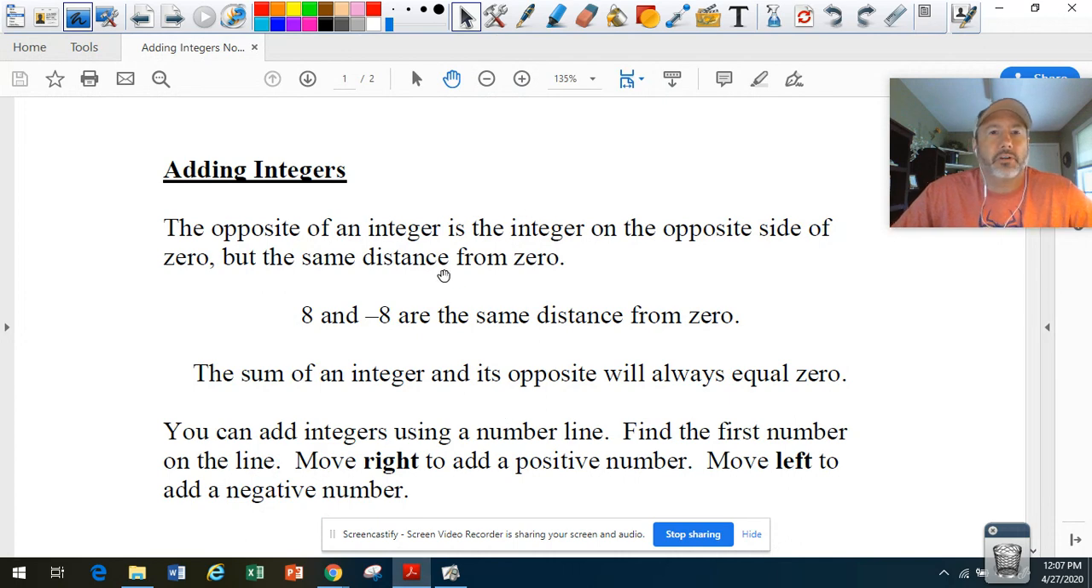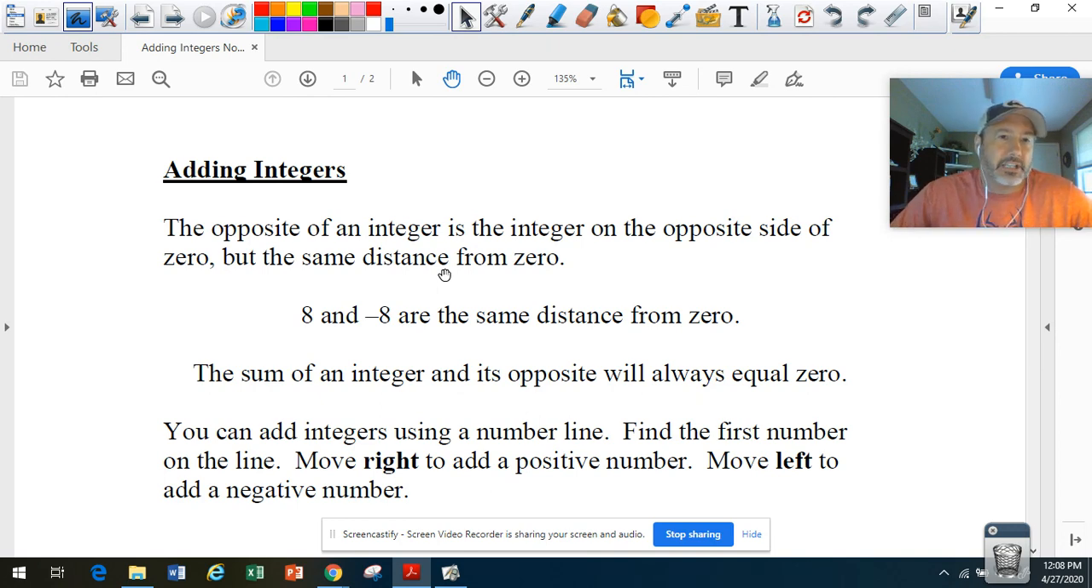So here we go. Let's take a look at this today. Adding integers. Basically, remember what an integer is. It's any whole number and its opposite. Remember, it cannot be a decimal. It cannot be a fraction at all. What we're going to be dealing with is like 6, -6, 8, -4, 13, -12. Those are all examples of integers.